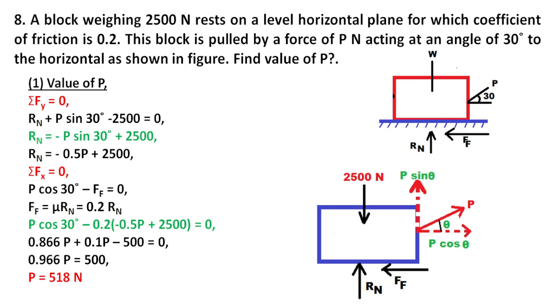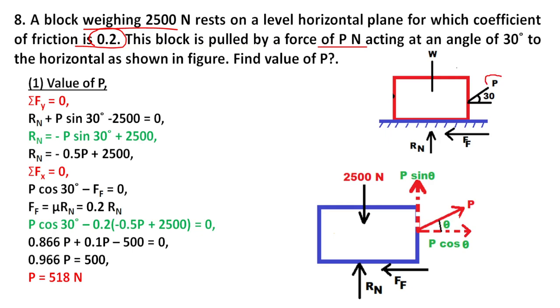A block weighing 2500 Newton rests on a level horizontal plane. The coefficient of friction between the block and the surface is 0.2. This block is pulled by a force of P Newton.